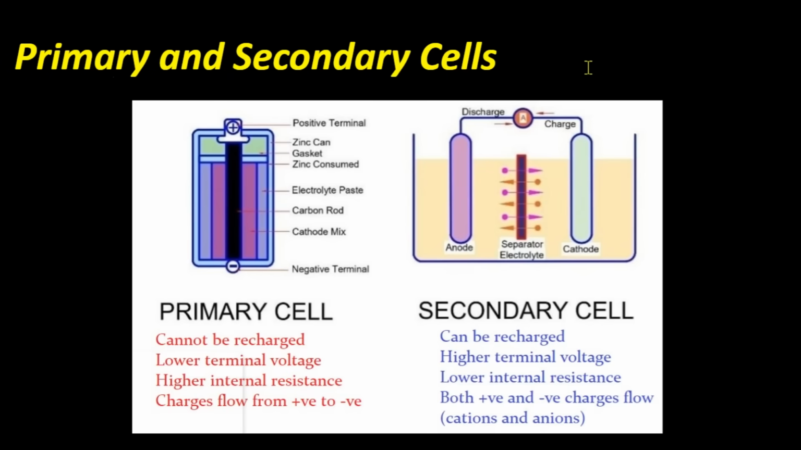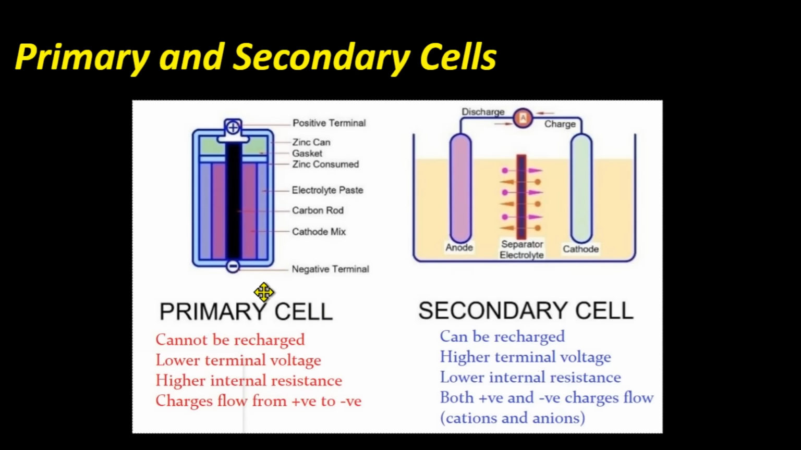Primary and secondary battery cells. So here we have a primary battery cell, and primary battery cells cannot be recharged. They have a lower terminal voltage, a higher internal resistance, and the charges only flow from positive to negative if you're doing conventional current. Secondary cells, for example, can be recharged, have a higher terminal voltage, a lower resistance, and both positive and negative charges can flow, cations and anions.